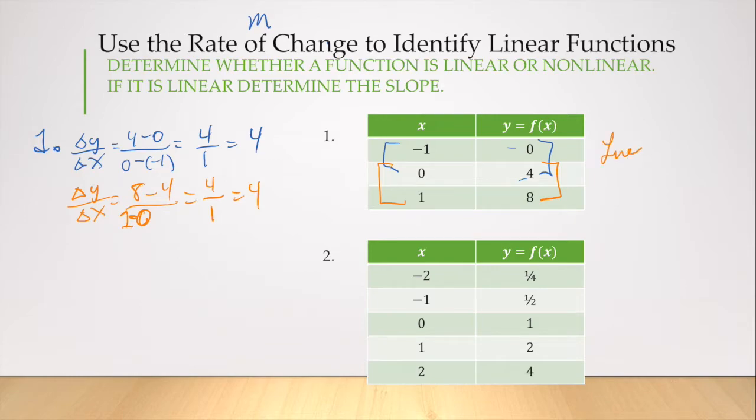and its slope is 4. All right, let's take a look at example 2. We're going to change colors. So I'm going to compare two sets of points. Now here I've got some fractions.